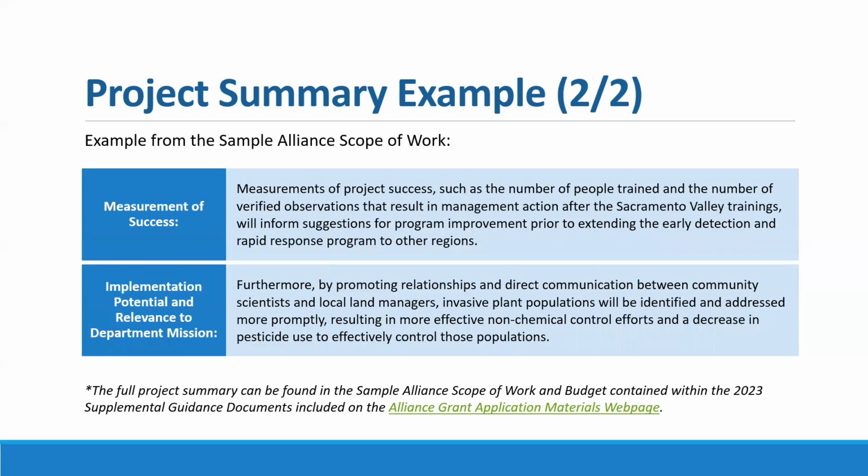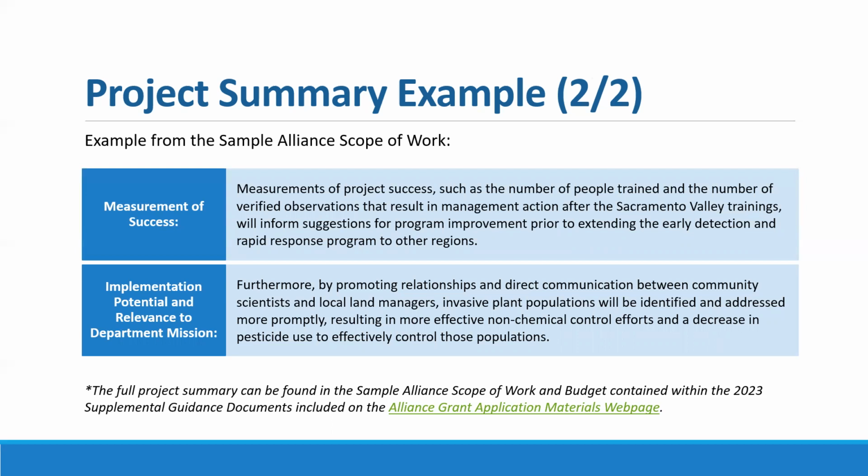Then moving on to measurements of success. So measurements of project success, such as the number of people trained and the number of verified observations that result in management action after the Sacramento Valley trainings, will inform suggestions for program improvement prior to extending the early detection and rapid response program to other regions. And then finally, we have the implementation potential and relevance to the department's mission.